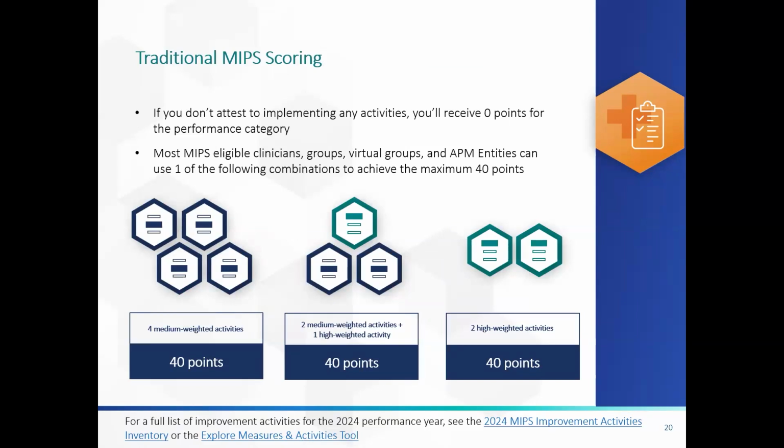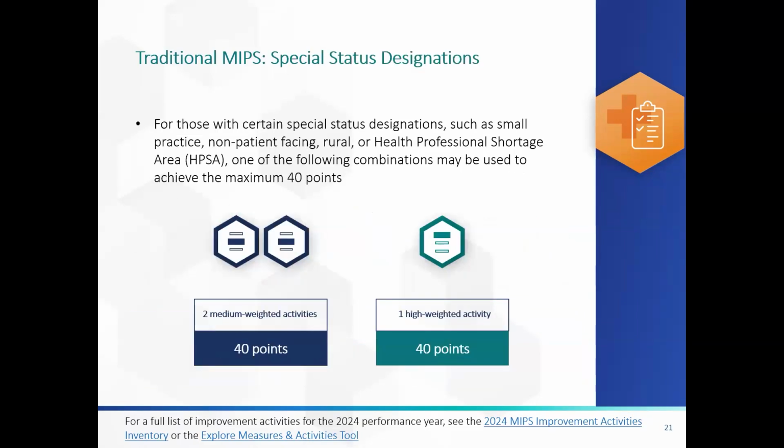Next slide, please. Those participating in traditional MIPS who have a special status, again, such as being in a small practice, non-patient facing, rural, or health professional shortage area, one of the following combinations may be used to achieve the maximum 40 points. You can either report 2 medium weighted activities or 1 high weighted activity.